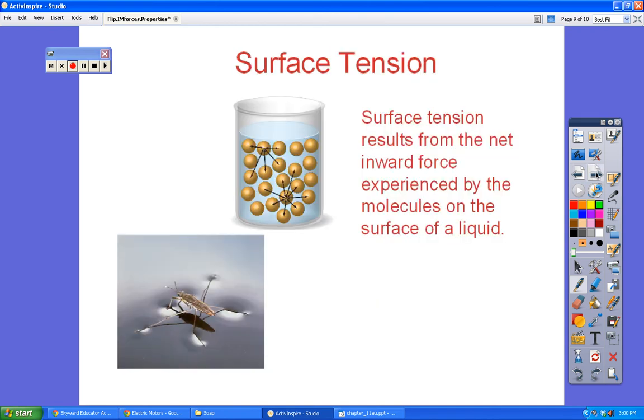Viscous liquids. Surface tension's a neat one. Like a water strider, or water bug, here, they are able to stay on top of the water because of these surface tension forces, the intermolecular forces, that allow it to stay on top of the water and not sink.